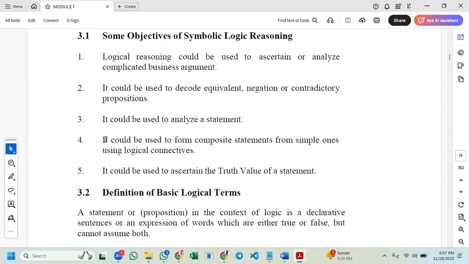So in this regard, this question might come that symbolic logic reasoning could be used to form composite statements from simple ones using dash, using logical connectives. Or they might say that dash could be used to form composite statements from simple ones using logical connectives. That is symbolic logic reasoning.